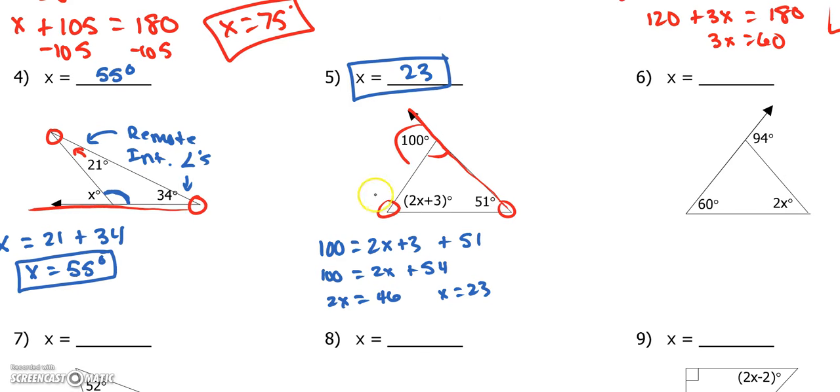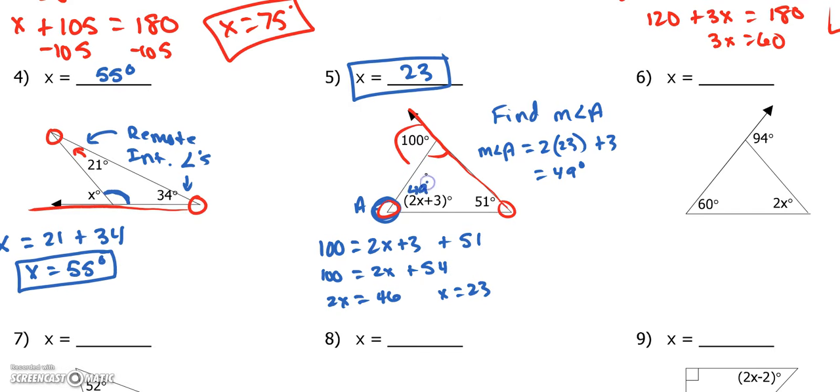That's not the measure of this angle down here, right? I know we're not asking for this, but I might say, let's call this angle A down here, find the measure of angle A. If it were a more involved problem, I would say I know x is 23, so the measure of angle A would have to be 2 times 23, because it's 2x, and then plus 3. So that gets me 46, 47, 48, 49 degrees. So this angle down here is 49 degrees, and that works out, right? 49 plus 51 gets me that 100 degrees.